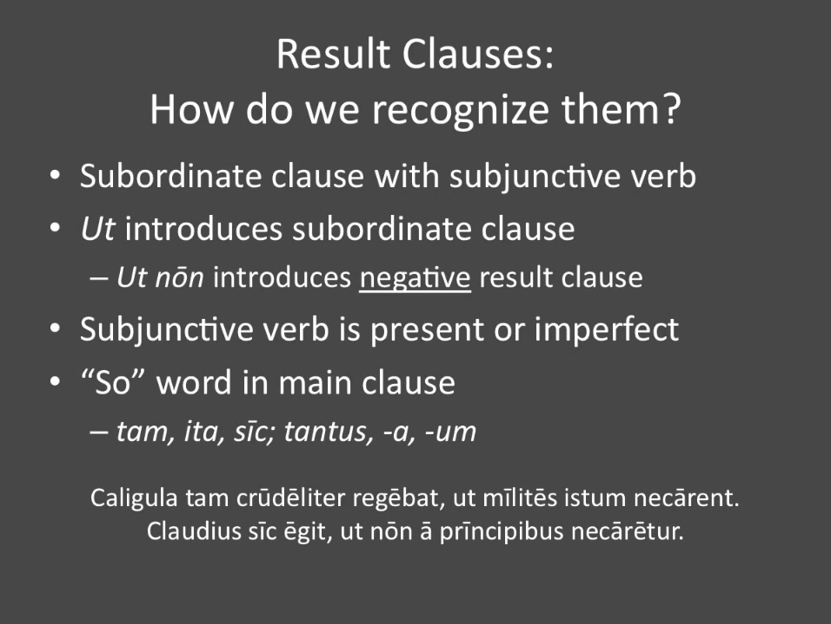Caligula tam crudeliter regebat ut milites istum necarent. Claudius sic egit ut non a principibus necaretur. These are result clauses because they both contain subjunctive verbs, here in the imperfect tense. The dependent clause is introduced by ut, or, in the case of the negative result in the second example, by ut non. Finally, they both contain so words, tam and sic.